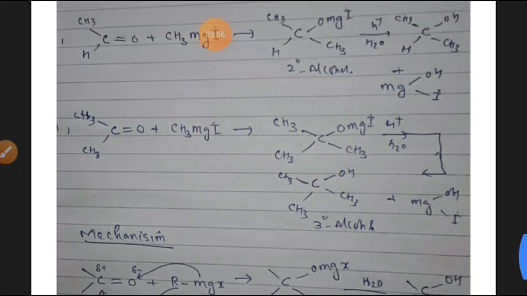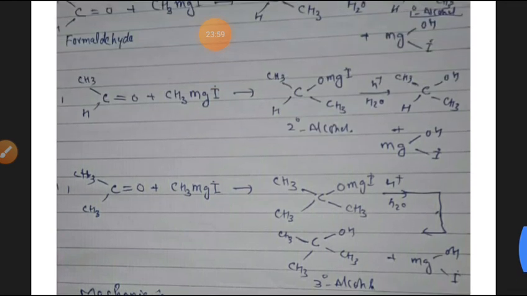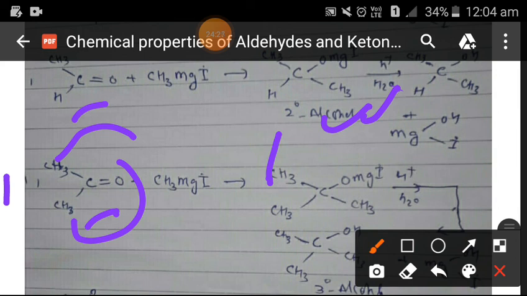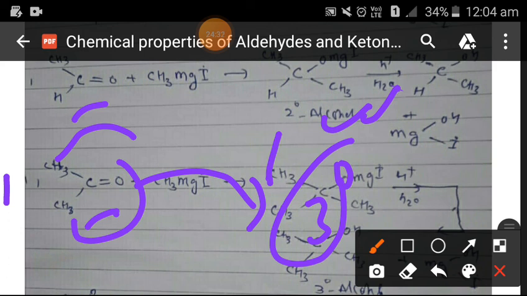Although the reaction mechanism is somewhat different, you only remember here that it depends upon the nature of the aldehyde or ketone you are taking. Accordingly, the product will be primary alcohol, secondary alcohol, or tertiary alcohol. When we take formaldehyde, you will see formation of primary alcohol takes place. When we take acetaldehyde, secondary alcohol is formed, and in case of ketone, the product formed will be the tertiary alcohol. Clear? So this was all about today's topic. Hope you understand.